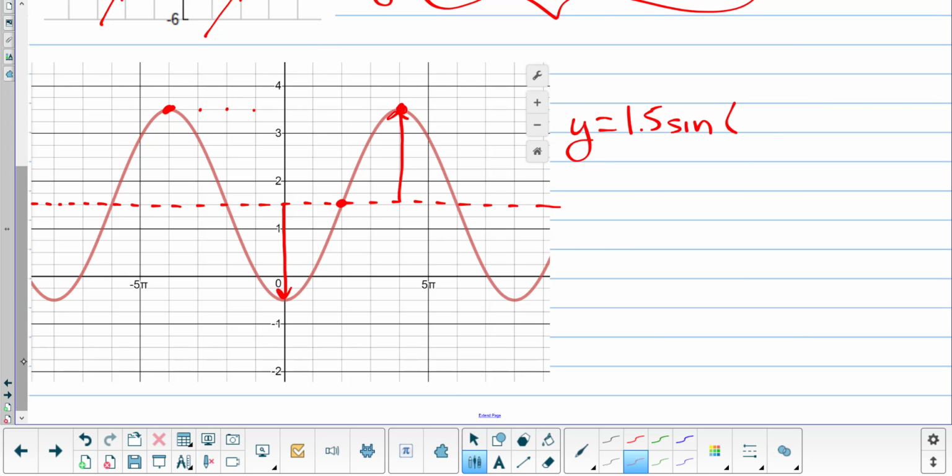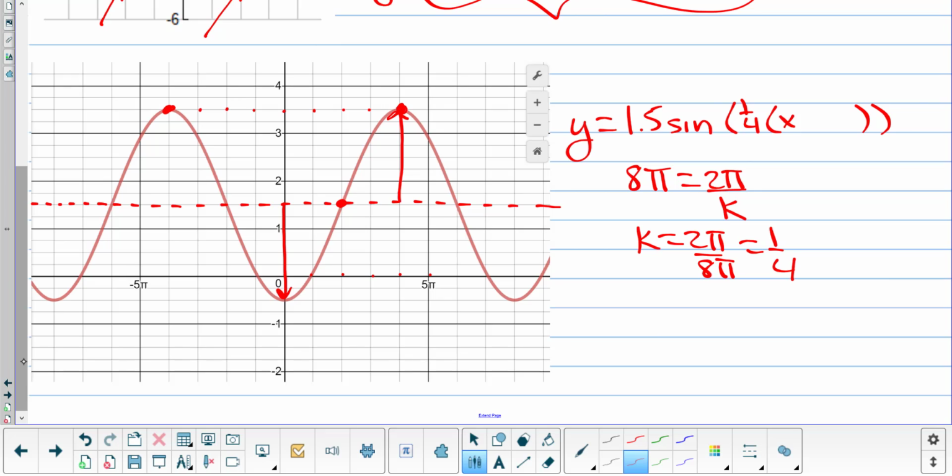Now I can go from here to get the period. So that's 1, 2, 3, 4, 5, 6, 7, 8 spaces. And I see that 1, 2, 3, 4, 5 spaces is 5 pi. So our period is 8 pi. 8 pi equals 2 pi over k. So k is equal to 2 pi over 8 pi, which is 1/4. So the k is 1/4. Then we have x, a phase shift, and then on the end is a vertical shift. Well, this graph has been moved up 1.5. So plus 1.5.